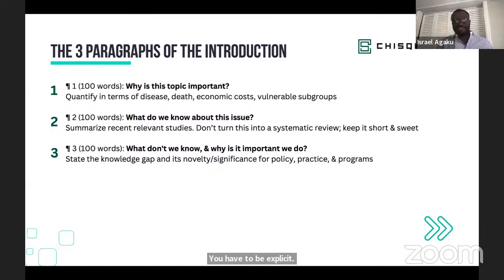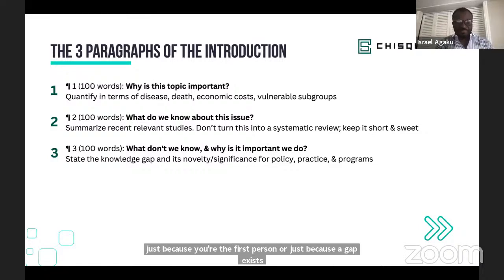We acknowledge that work has been done from paragraph 2, but paragraph 3 tells us that there is still a gap. So it is not enough. Take note that I said, what don't we know and why is it important that we do? So it's not enough just telling us there's a gap. Of course, there is a gap, but why should we care? For example, if you told us that no study has ever examined how long it takes ants to cross a road, your study is the first to establish that. Sure, there's a gap in knowledge, but that gap is completely trivial. It's completely irrelevant. Just because you are the first person, or just because a gap exists, doesn't mean that I, the editor-in-chief, should buy your idea.